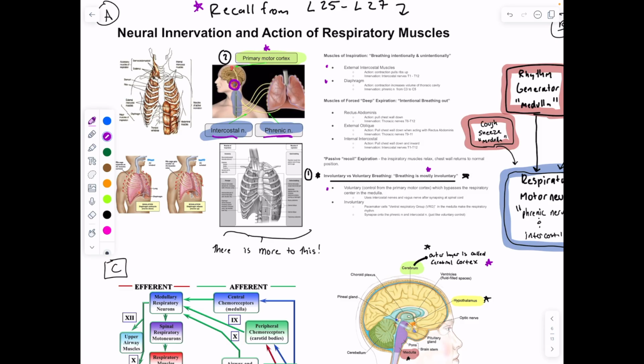So we have a basis of understanding from previously. We have involuntary from the medulla, then we have voluntary from the motor cortex, but just like with many things, there's more to it.